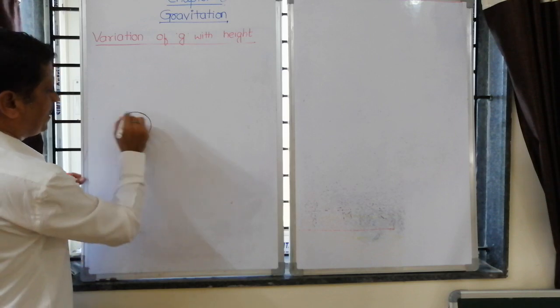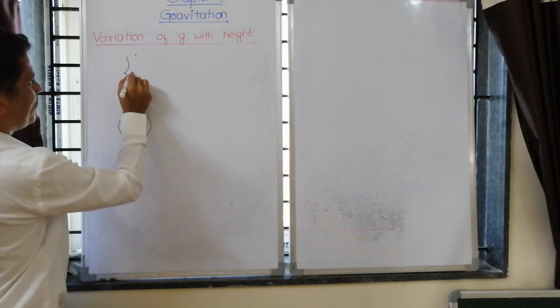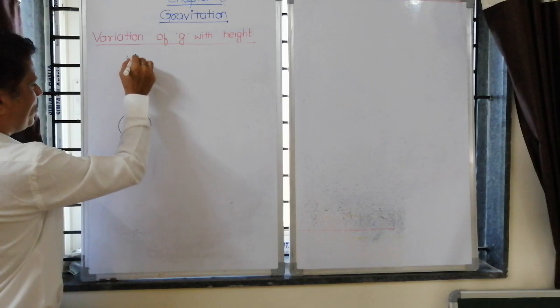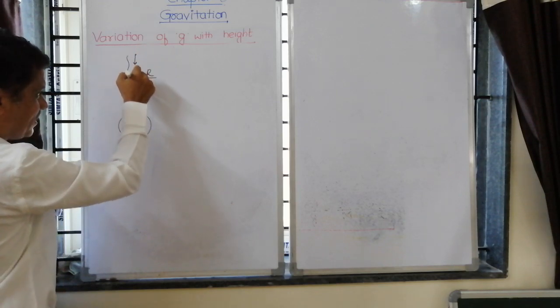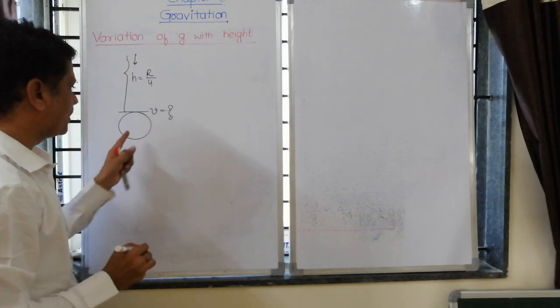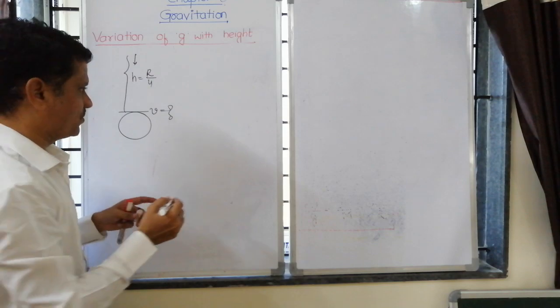That is, suppose when we drop a body from a height equal to say R by 4, you drop a body, as it is coming, its velocity goes on increasing. What is the velocity of the body when it reaches the surface of the earth is the first question.